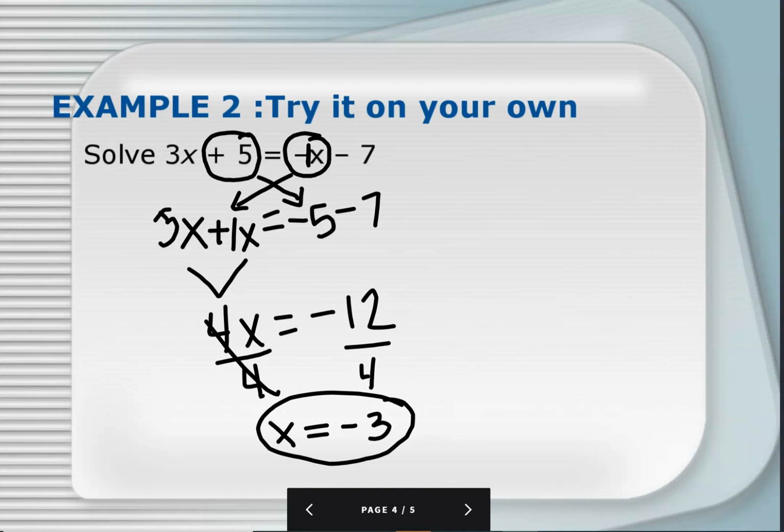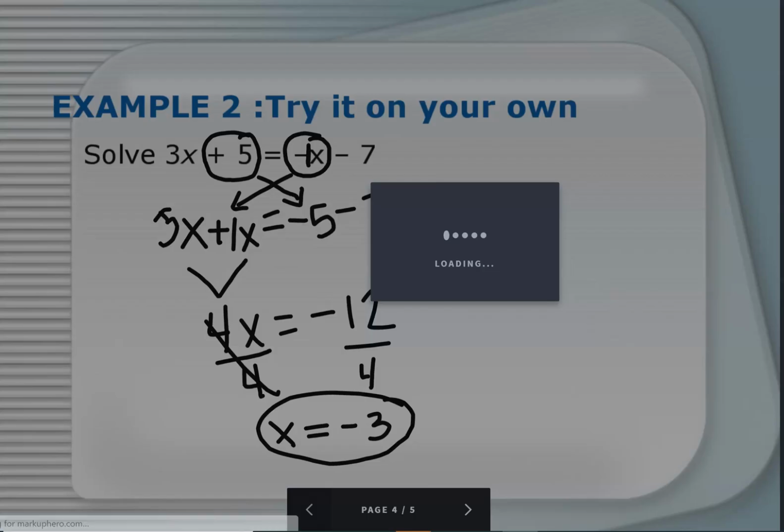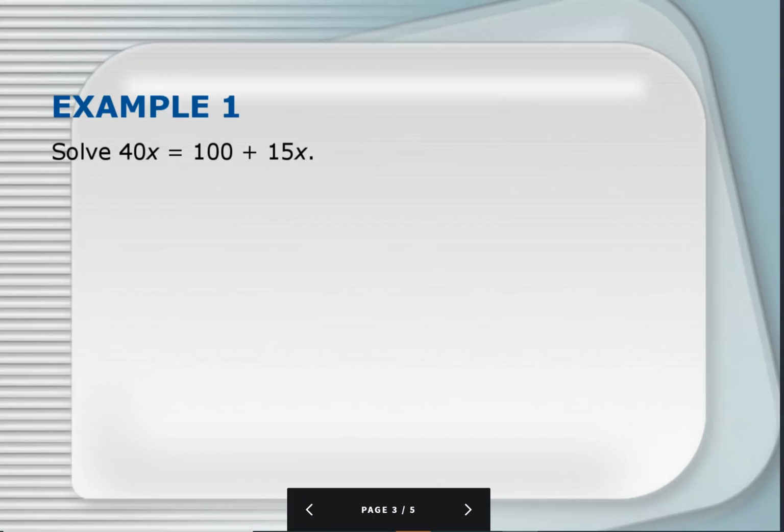Now tomorrow I will be doing the same thing, but in tomorrow's video I will be showing you with the calculator so you can see how to double check on the calculator. All right, let's go back to example 1. So example 1 of course looks a little different because it didn't have a number on this side.